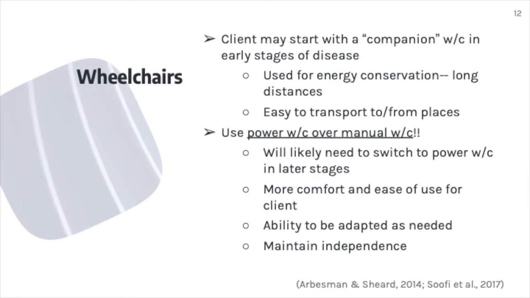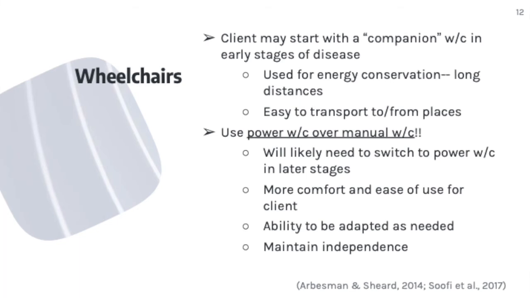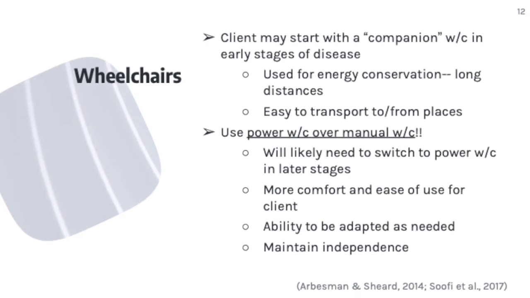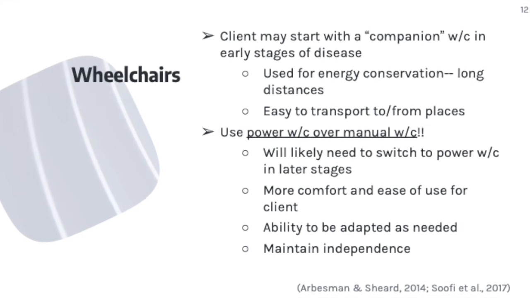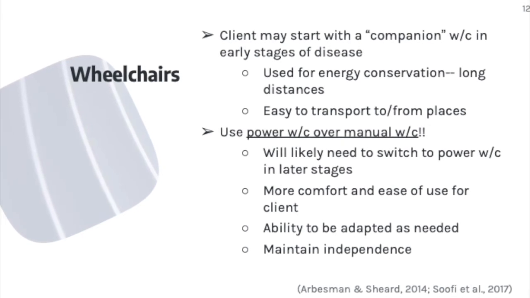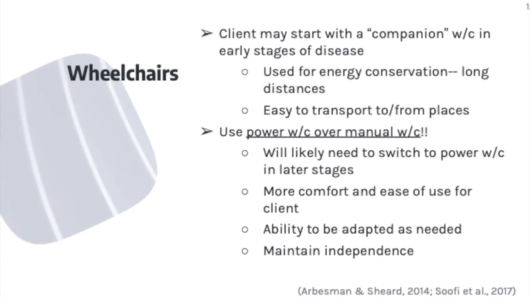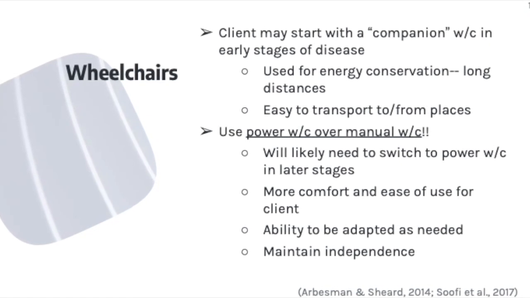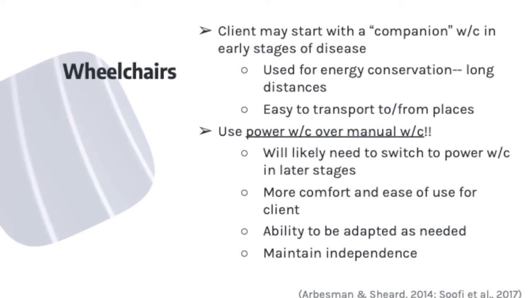When it comes to wheelchairs, a client may start with a companion wheelchair in the early stages of the disease. These are typically used for energy conservation during long-distance traveling that would tire the person out to walk. These are also lightweight chairs that are easy to transport to and from places, like in and out of a car. A manual chair could most likely be used by the client in the next stages of their disease, but due to the nature of ALS, clients will likely need to switch to a power wheelchair sooner or later.